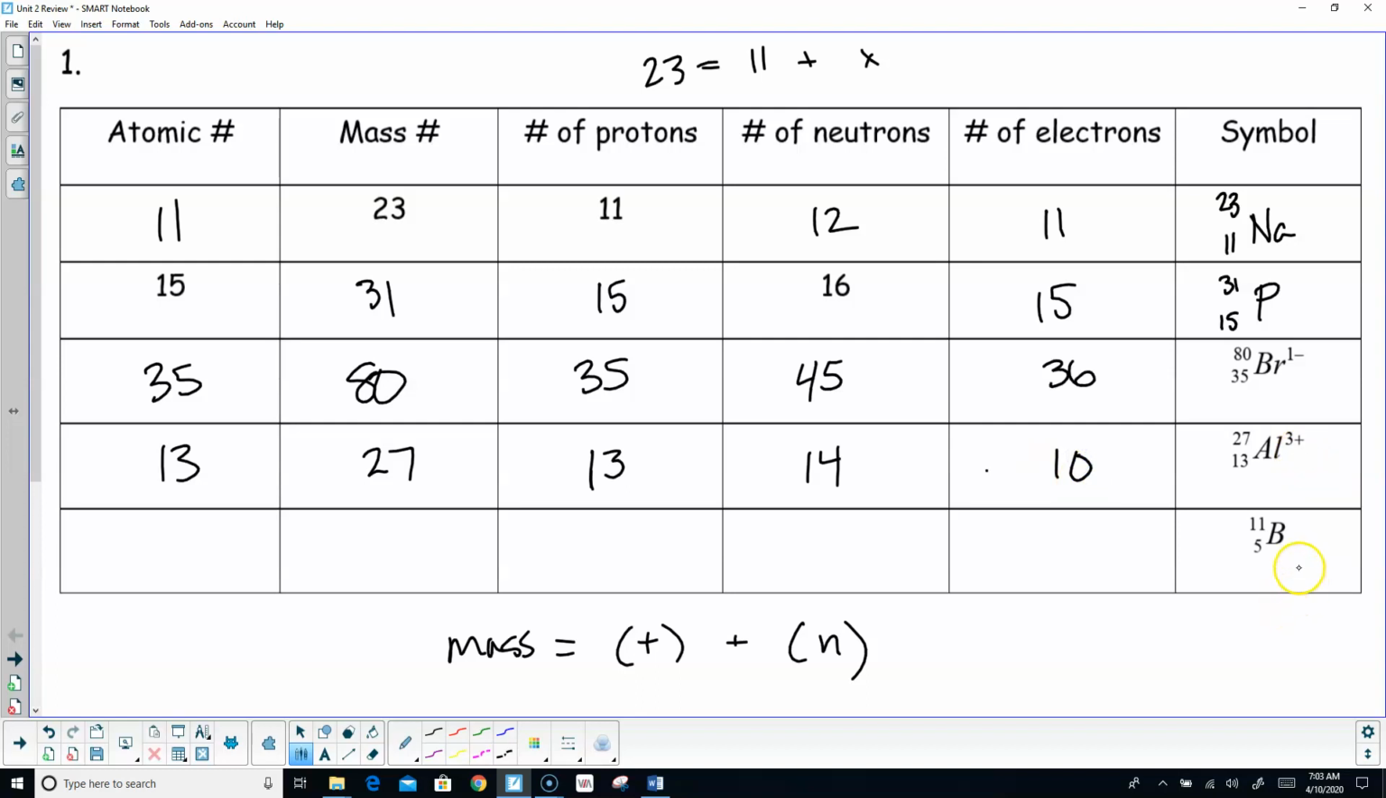Okay, this last one, notice it is neutral again. There's no charge. So atomic number is 5, mass is 11. We have 5 protons. 5 plus 6 is 11. No charge, so 5 electrons. And that's how you do that chart.